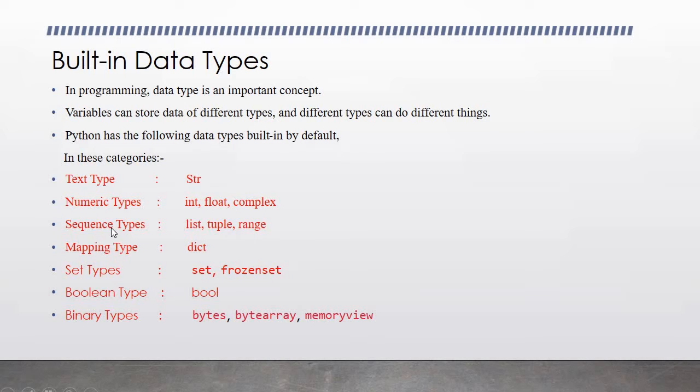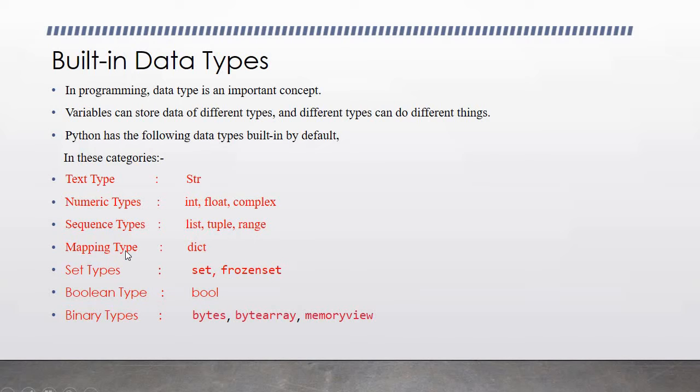The third one is sequence type. Sequence type is used to store multiple values in an organized and effective way. Using sequence type we can store a list of values in an organized and effective way, in which we have list, tuple and range.